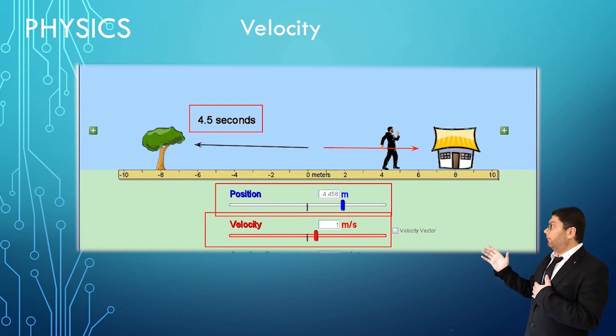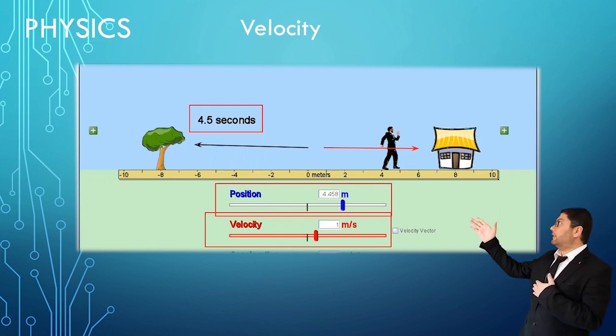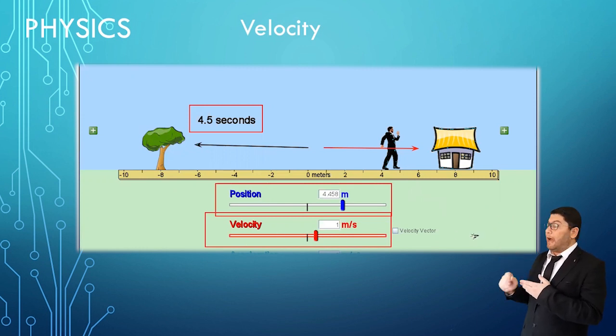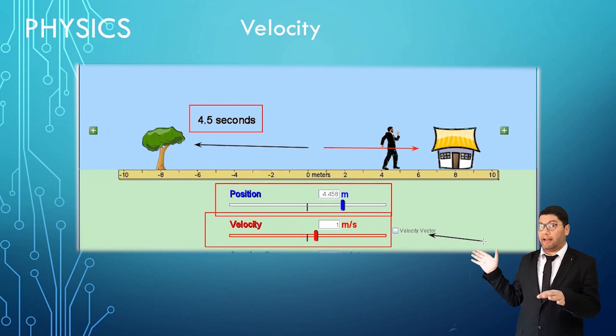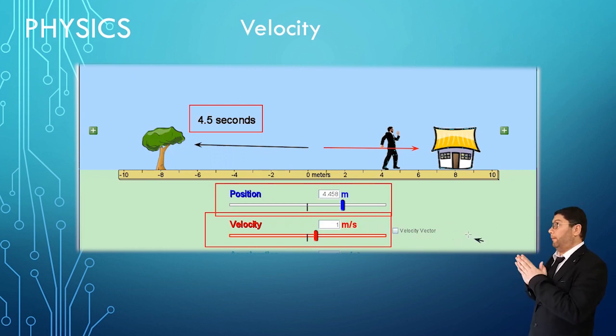Here we have 1 meter per second, and you see that this man travels from the point 0 to this point. That means this is the distance, and we have a change of the time. And the velocity is constant all the time. The velocity is constant in our motion, just in our motion here.